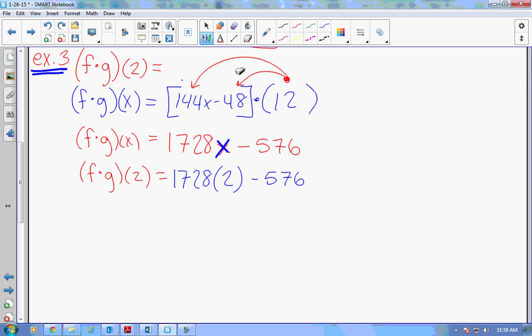Stand up when you have the answer of f times g of 2. Just plug it in. Stand up when you have the answer. Okay, do you have the answer? All you have to do is type that in your calculator.